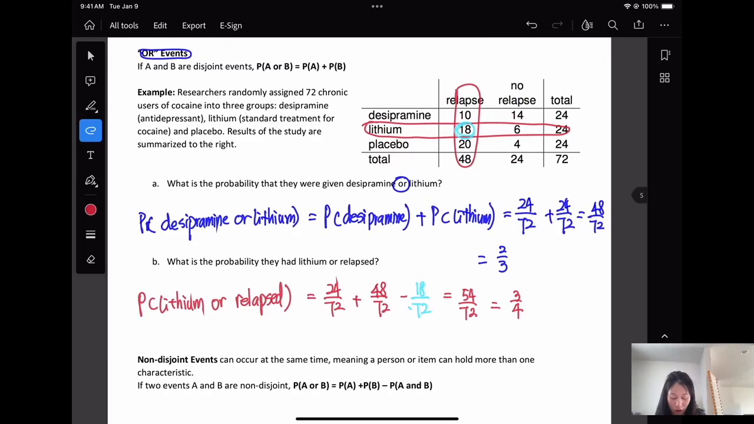So this is for the non-disjoint event. Earlier we talked about disjoint events. Non-disjoint events can occur at the same time, meaning that a person or an item can hold more than one characteristic. In our previous example, people who took lithium can relapse. That can happen at the same time, right? So this is a non-disjoint event. If two events A and B are non-disjoint, we're going to use this formula: P(A or B) is equal to the probability of A plus the probability of B, subtract the part that is overlapping, the overlap part.